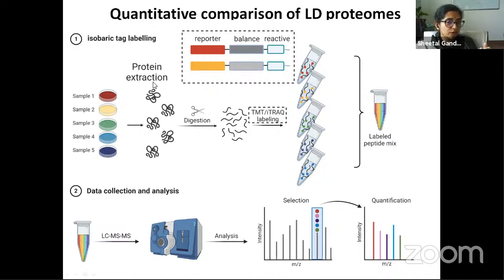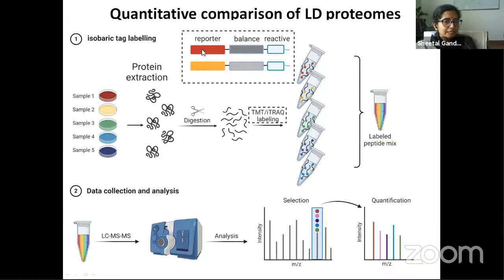So if you want to compare sample 1, 2, 3, 4, 5, let's say there are 5 different conditions, then they must be run into the mass spectrometer at the same time. But if you run them at the same time, you don't have a way of resolving which peptide came from which condition. In order to resolve this, a very neat technology that has been developed is called isobaric tag labeling. If you bring your focus to this box within the dashed line, you have these tags, which are basically small molecules that can be attached to the N-terminus of these peptides.